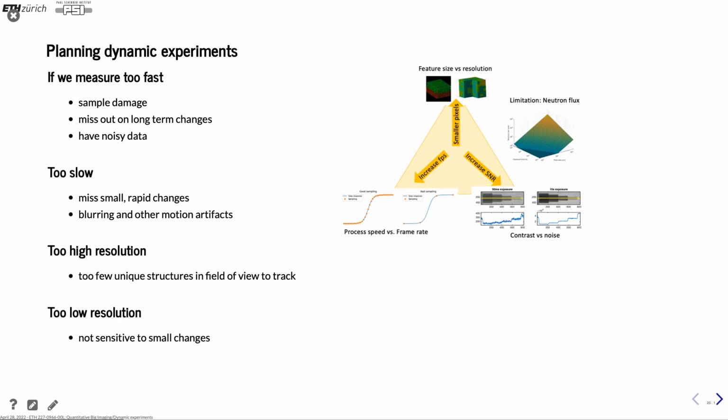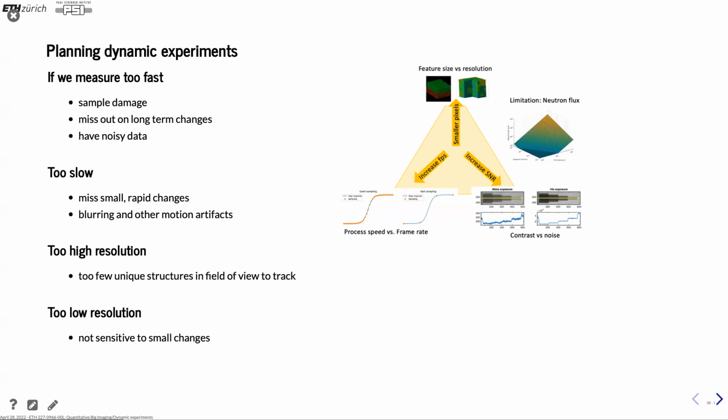If you go for too high resolution, then we have very few unique structures in the field of view to track, because the camera is usually limited to a number of pixels. And if you have very high resolution, you only have a tiny field of view, and then you may not see everything that is happening that you want to observe. And if you have too low spatial resolution, then of course you may miss all the fine details in your data.